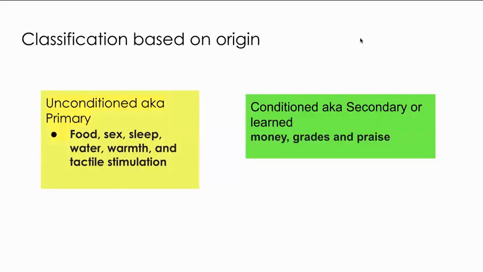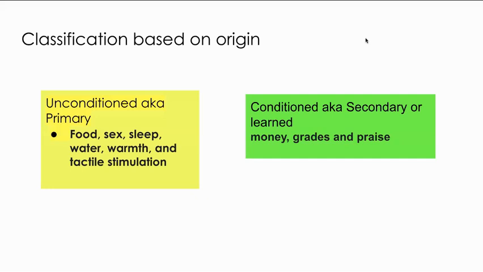As far as different classifications based on origin for reinforcers, we have, in the yellow here, unconditioned reinforcers, which are also known as primary reinforcers. Those are the things that we don't have to condition, they're just very naturally reinforcing for us. Food, sex, sleep, water, warmth, and tactile stimulation are naturally reinforcing.